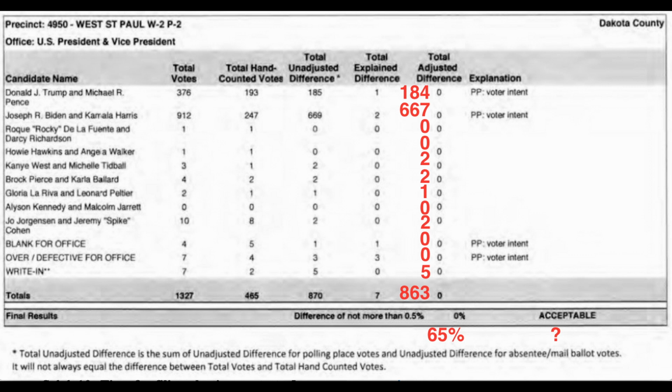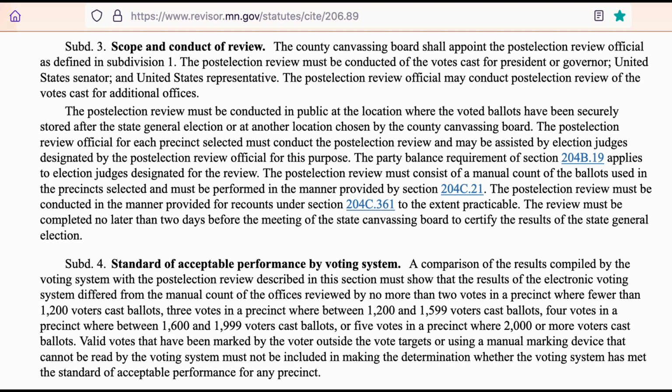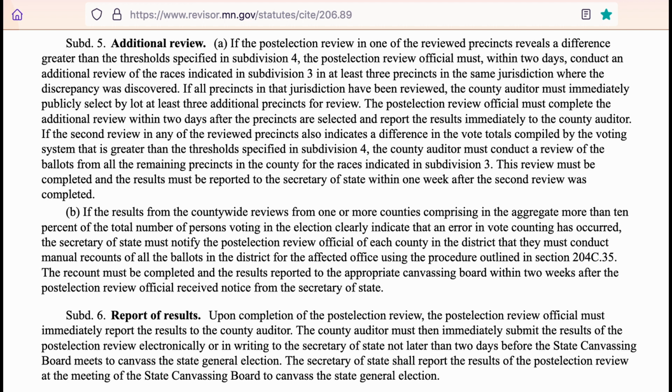And the sum of this column should have read 863, for a difference of 65%. According to Minnesota statute, if the difference is more than 0.5% between the reported results and the total hand count during this post-election review, also known as a risk-limiting audit, then this would trigger additional post-election reviews.